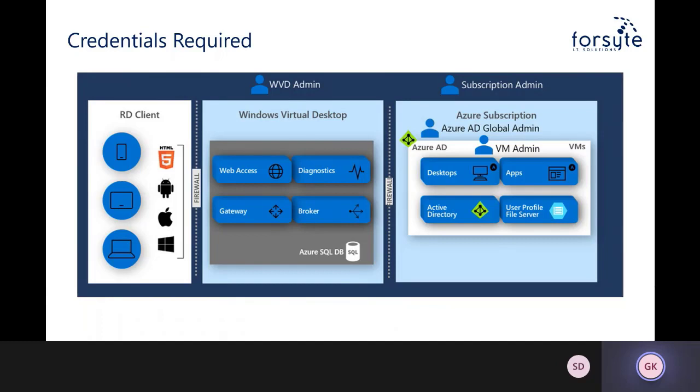So credentials are required. You have the RD client on the left-hand side. You'll notice there's a web client, and then there are clients across the board: a Linux client, iOS, a Mac client, and an Android client. So there are a lot of different types of scenarios, including thin clients, that you can use for the RD client.